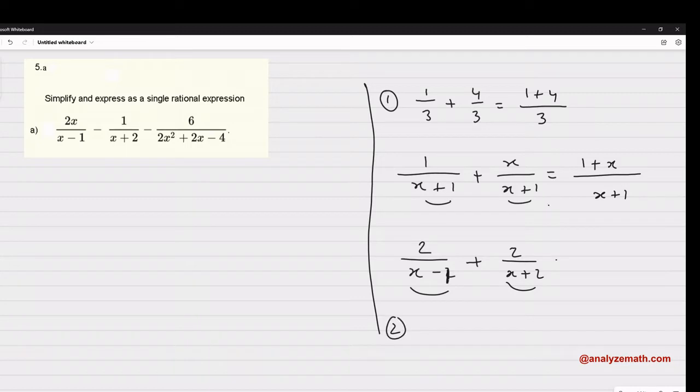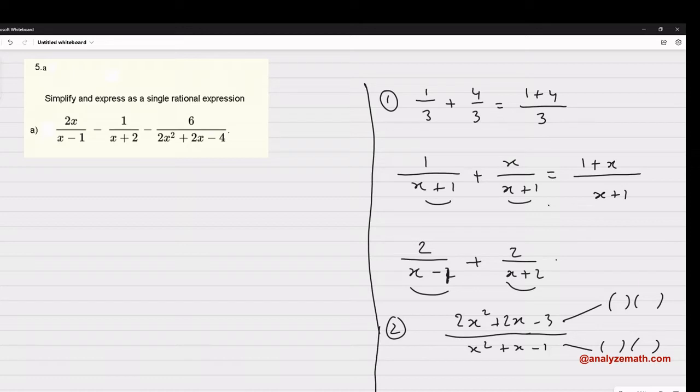The second idea is, if you have got a rational expression of the form, for example, 2x minus 3 over x squared plus x minus 1, how do we know if it's simplified or not? We need to factor the numerator and the denominator and see if we can divide by some factors, cancel the factors. So these are the main ideas.